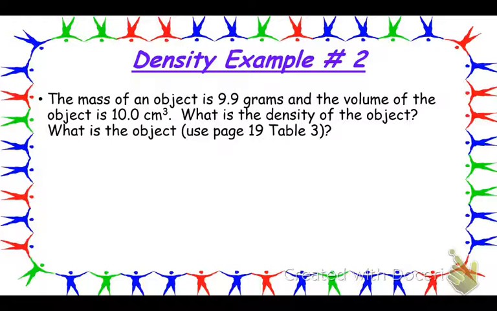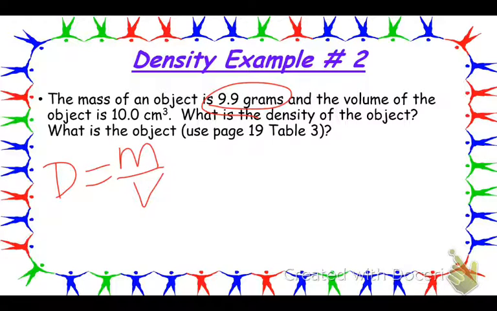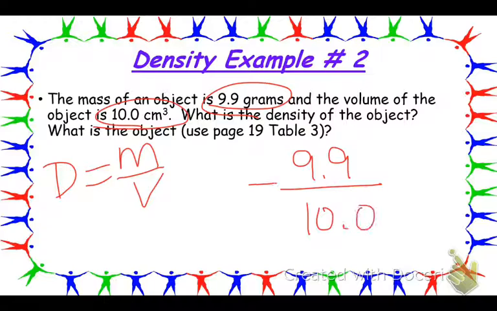Now, on a test or a quiz or something, I might give you a chart. In this case, we would look up on this chart. So D equals M over V. 9.9 grams, so that's your mass. 10 centimeters cubed. That's your volume. Solve for D. So 9.9 divided by 10. Easy enough, right? It's just move the decimal over 1, 0.99. 2 on top, 3 on bottom, so your answer could have 2, so we're good. So our density is 0.99.